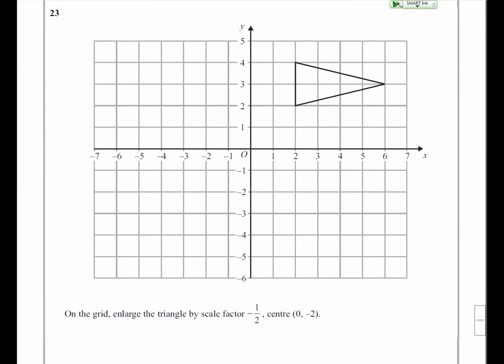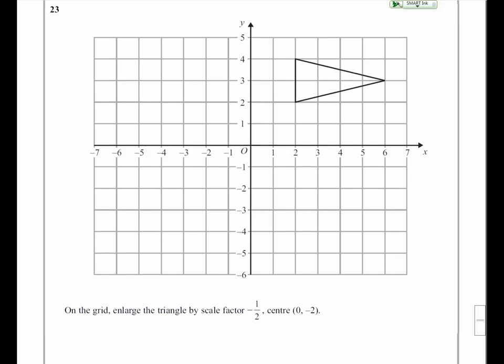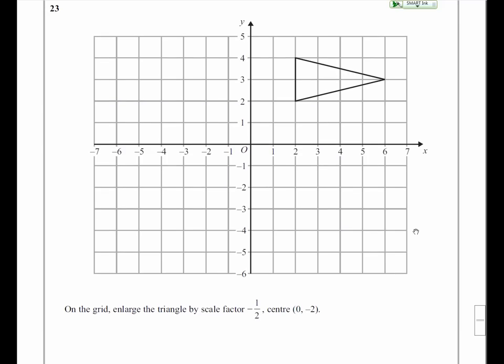Question 23. On the grid, enlarge the triangle by a scale factor of -1/2, centre 0, -2. First thing you want to do is draw on your centre. So along the corridor, before you go up the stairs, and this time we're going down the stairs because it's a minus. So 0 across, 2 down. That's your centre of enlargement. So that's very important.